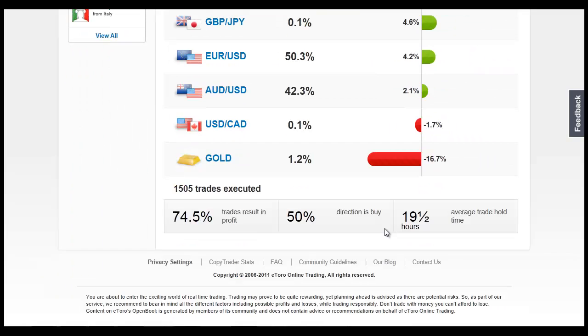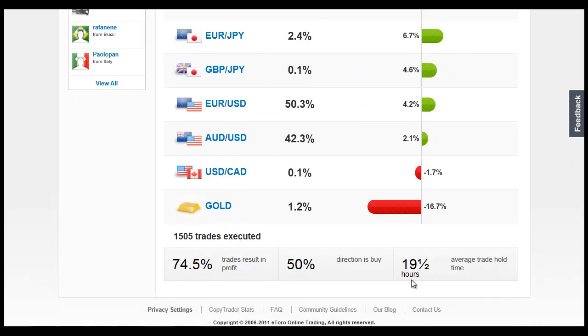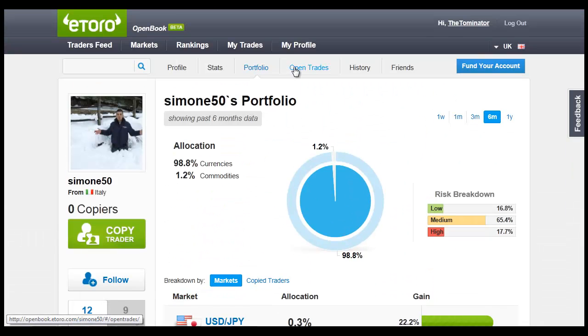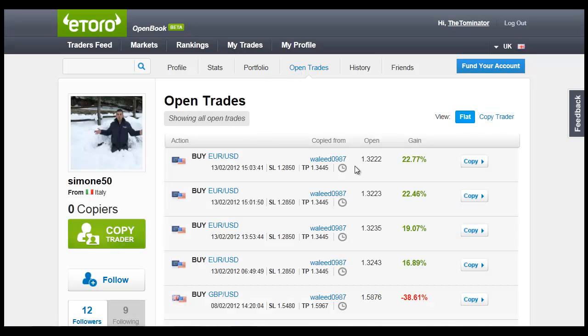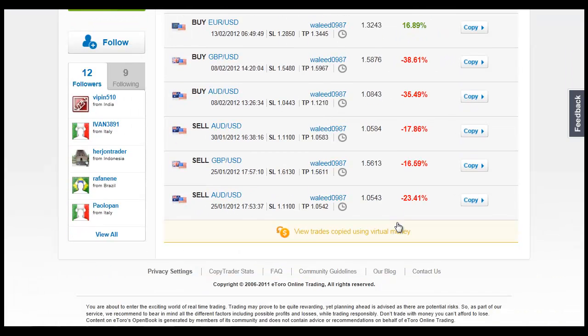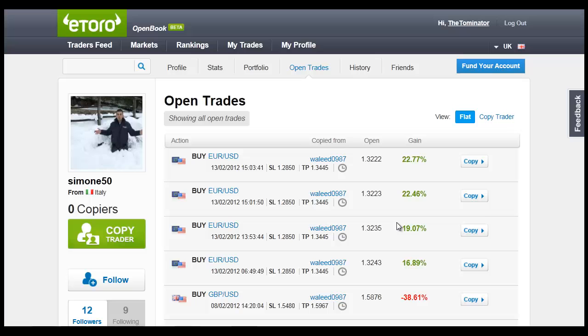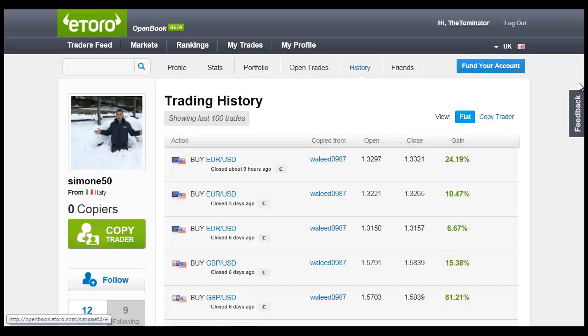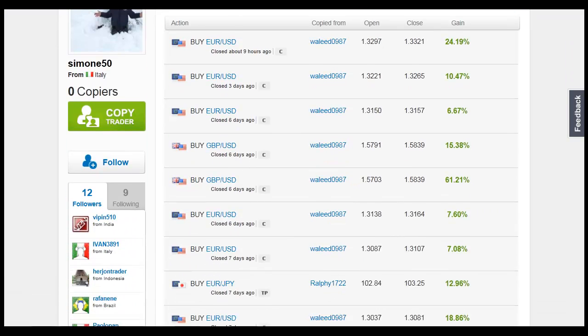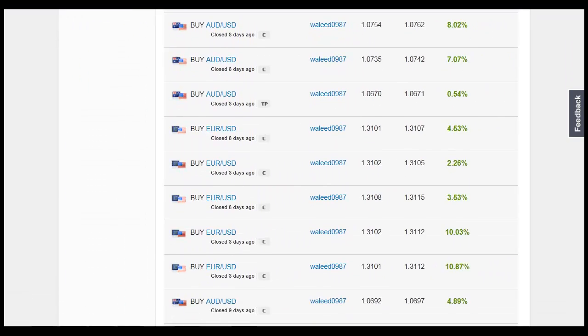What is this? 74% of his trades result in profit out of 1,505. Guys, this is no fluke. 19.5 hours is the average trade hold time. Open trades, we can see green, we can see red, but I'm not concerned. If you show your clients a little bit of red in one of these gurus, you can rest them assured very easily by clicking on the history. And nothing but green on the screen, baby. Look at this. This is beautiful.